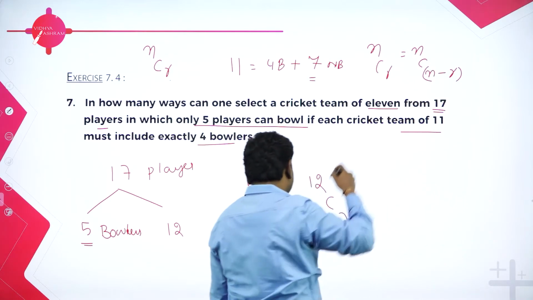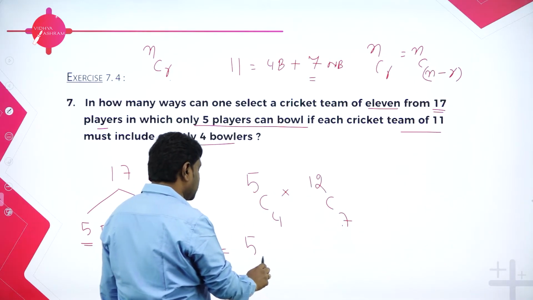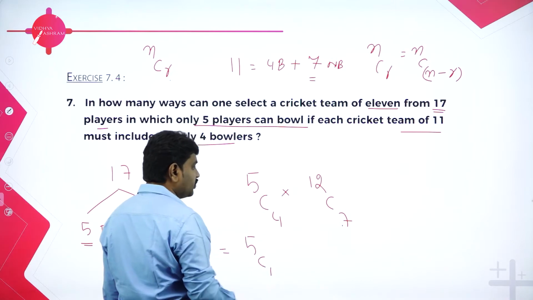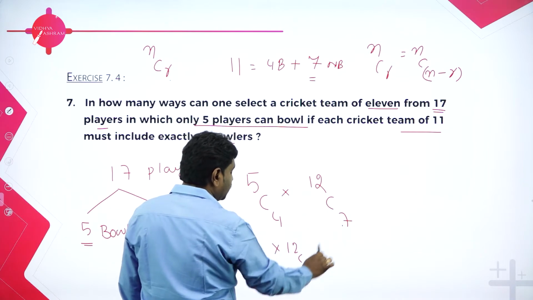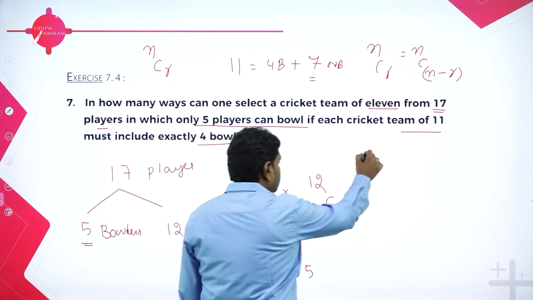nCr is what? nC(n minus r). So can I write 5C4 as 5C(5 minus 4)? 5 minus 4 is 1. Similarly, 12C7 can be written as 12C(12 minus 7). 12 minus 7 is 5. So now I reduced it.